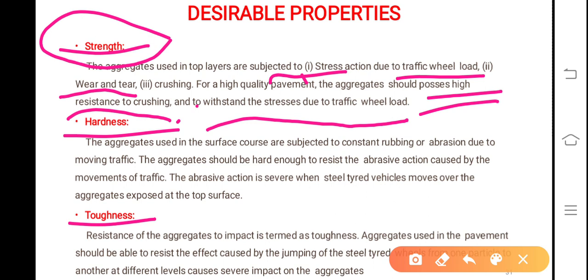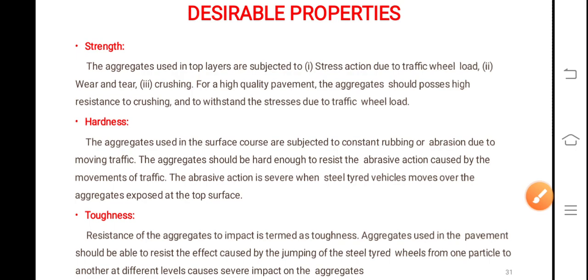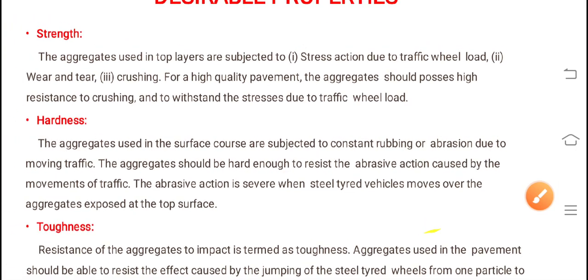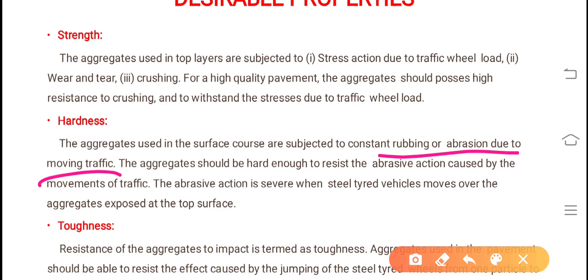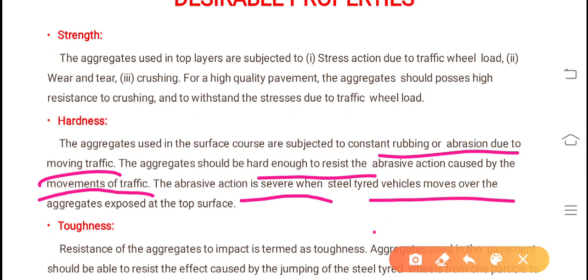Hardness. The aggregates used in the surface course are subjected to constant rubbing, or abrasion, due to moving traffic. The aggregates should be hard enough to resist the abrasive action caused by the movement of traffic. The abrasive action is severe when steel-tired wheels of vehicles move over the aggregates exposed at the top surface. This is especially the case in waterbound macadam roads and gravel roads.